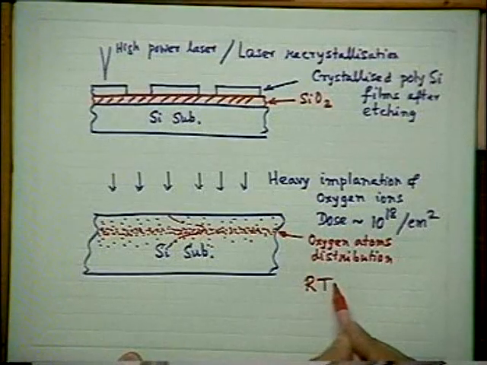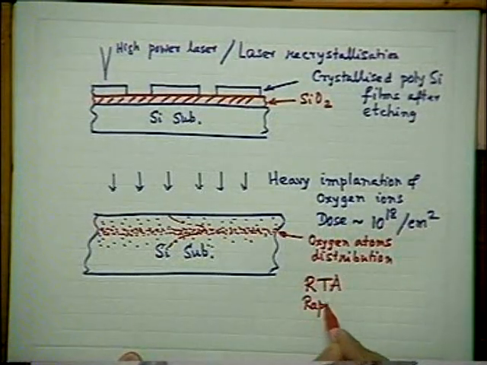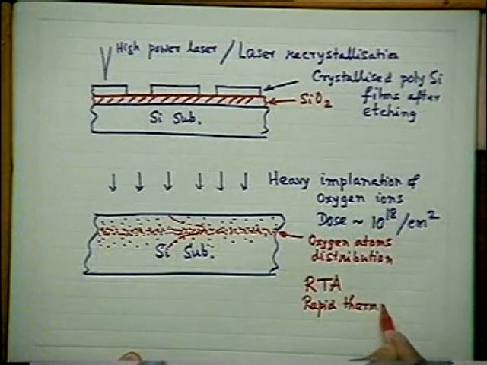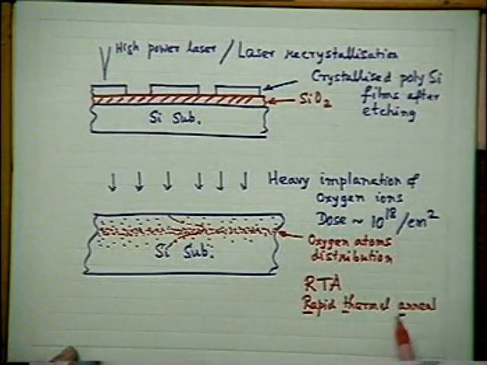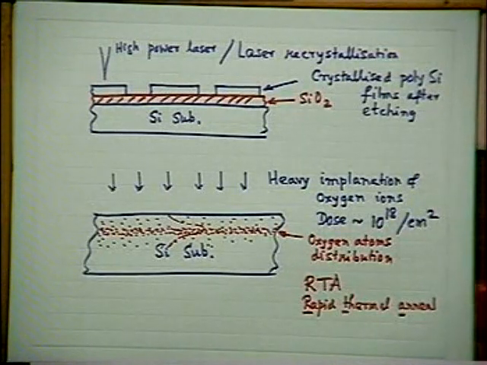Now, after this very heavy oxygen ion implantation at a dose typically around 10 to the power 18 per centimeter square, if you do some annealing, annealing means high temperature treatment. People today are using a technique called transient annealing or rapid thermal annealing, RTA. That means the peak temperature may be very high, around 1300, 1400, almost near melting point, but the average temperature is very low, so the duty cycle is very small.